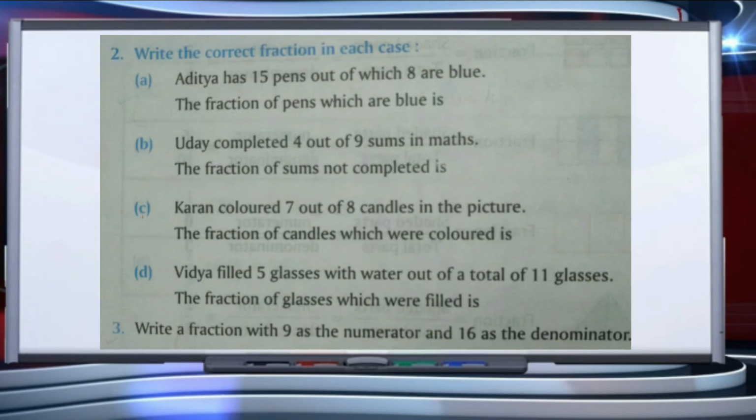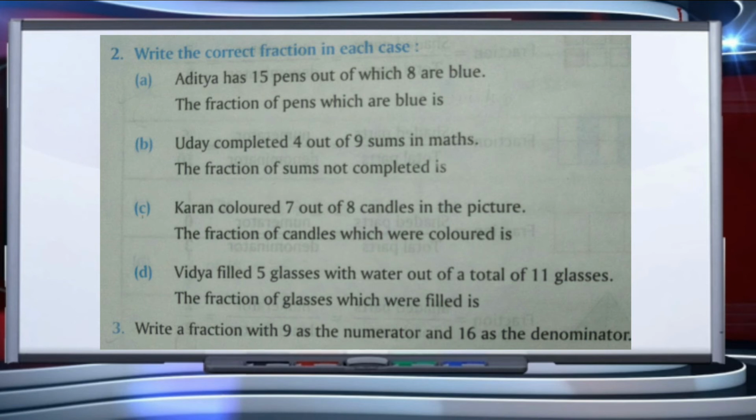Next is B part. We are having Uday completed 4 out of 9 sums in maths. The fraction of sums not completed is. Now here see, they asked from us the fraction of the sums that are not completed. Means how many completed? 4 sums completed out of 9. That means the number of not completed sums will be equal to 9 minus 4, that is equal to 5.